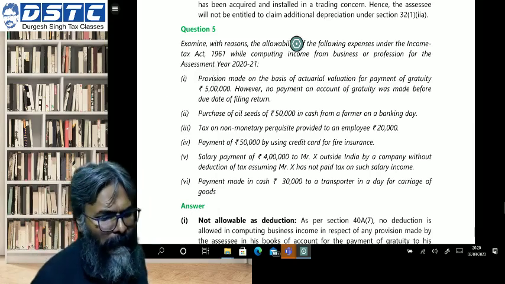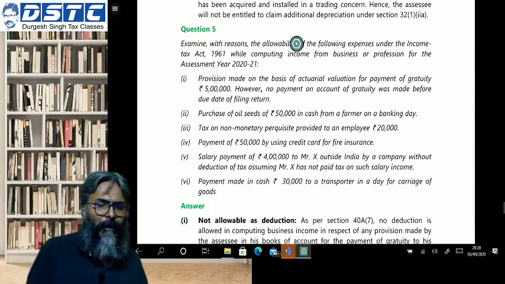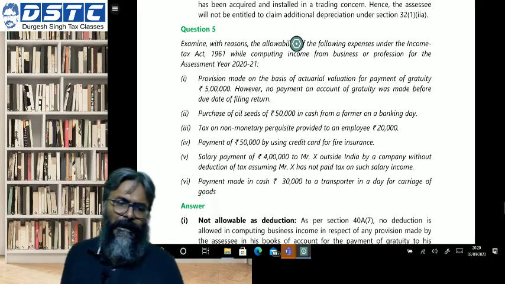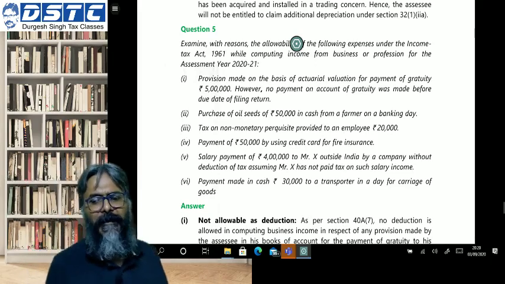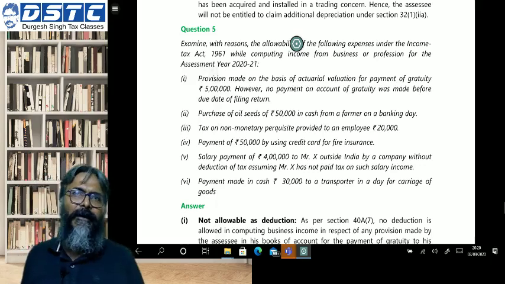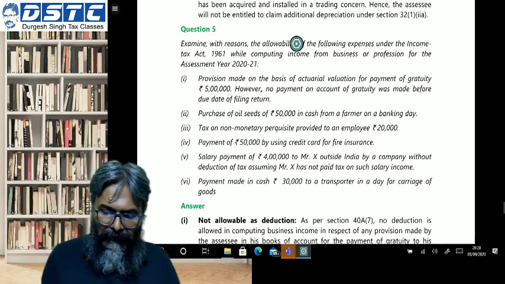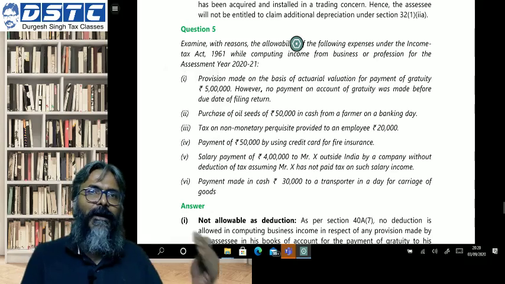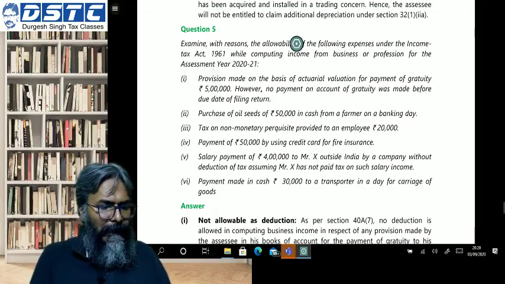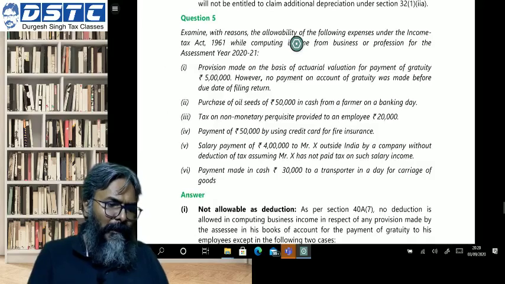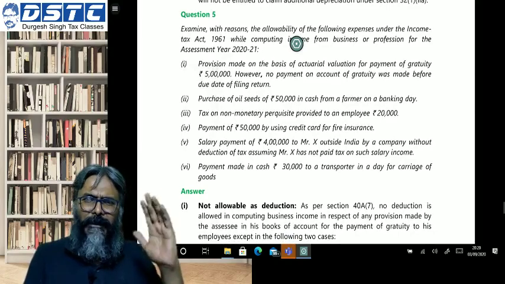Provision made on the basis of actual valuation for payment of gratuity. Students, whether the gratuity, is it allowed on the basis of the provision? And the answer is no. We have seen there's a disallowance under 40A7. Moreover, this gratuity is covered in 43B. And as per 43B, the deduction is allowed only in the year in which the payment has been done. And that is exactly how it has to be considered, students. So point number 1, provision made on the basis of the actual valuation for payment of the gratuity 5 lakhs. So not allowed, provision disallowed.